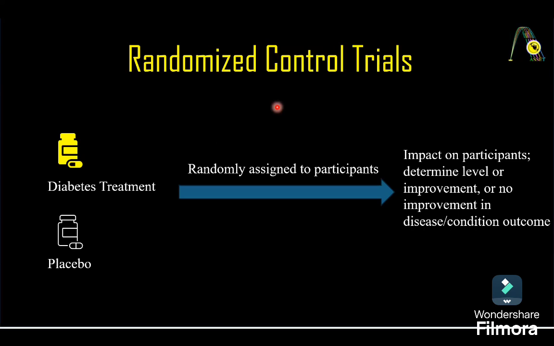Right. So the flow with this is that, running with our theme of diabetes, say you have a new diabetes treatment. You can be comparing that to placebo. You could also be comparing it to prior diabetes treatments as well. And you randomly assign them to participants. And basically, you just see what impact it may have had on the participants, determine the level of improvement or no improvement thereof as well, right? That's sort of how this goes.